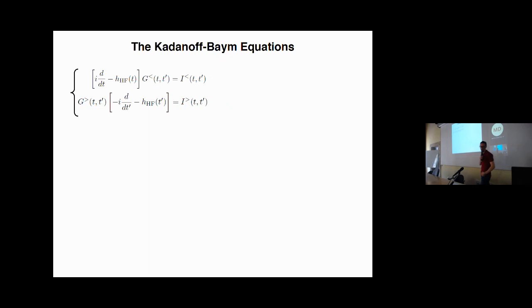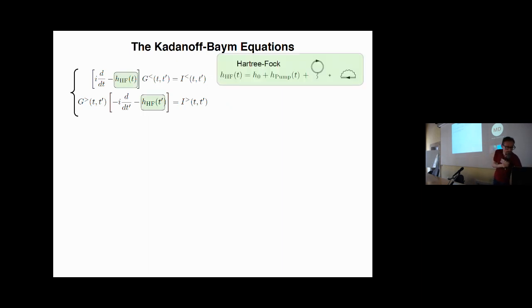So now, what are the ingredients of this equation? First, we have an easy part, which is essentially contained in the Hartree-Fock Hamiltonian. The Hartree-Fock Hamiltonian is nothing but the sum of H0, which is the one particle Hamiltonian, where there are no interactions.